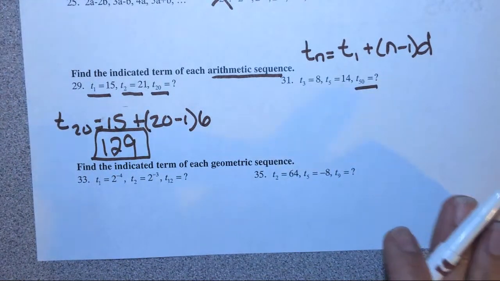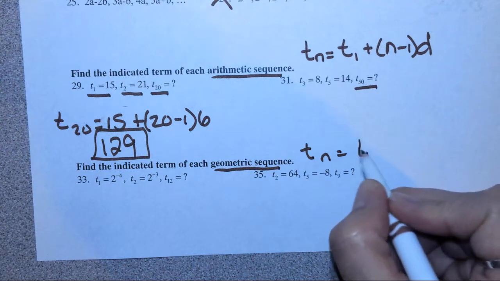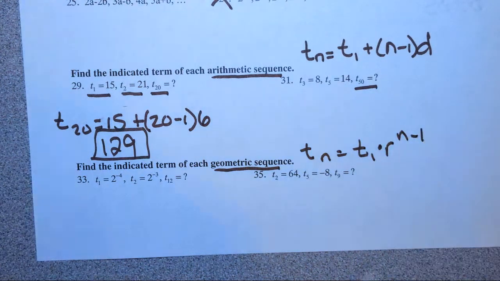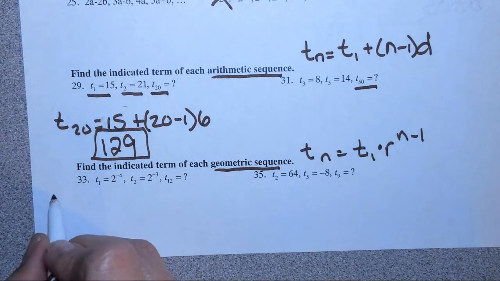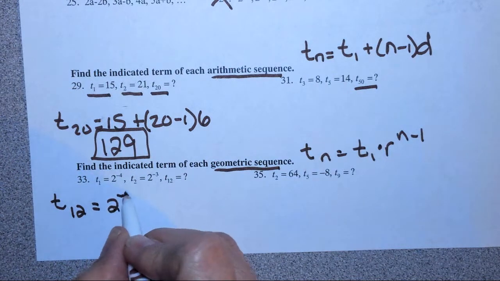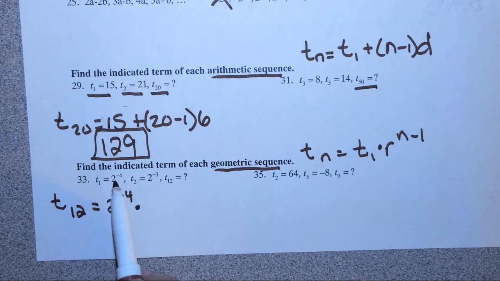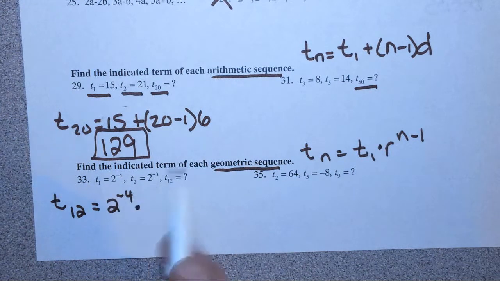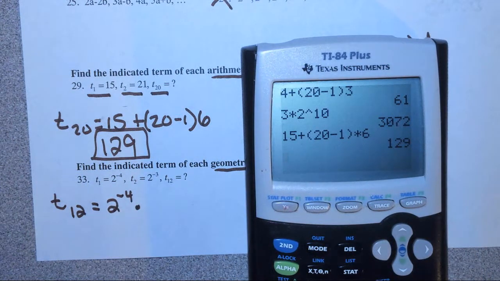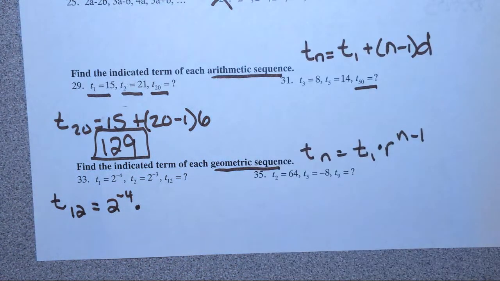33 is going to be very similar, except this time it's not arithmetic, it's geometric. So we're going to use this equation. Okay. They want me to find the 12th term. So the 12th term equals the first term, which is 2 to the negative 4 times my r. To find my r, I need 2 consecutive terms. I have the first term and the second term. So to find r, I just have to divide them. I always type in the second one first. So we're going to have 2 raised to the negative 3 divided by 2 raised to the negative 4, which is 2. So my r is just 2 to the first, which is 2.